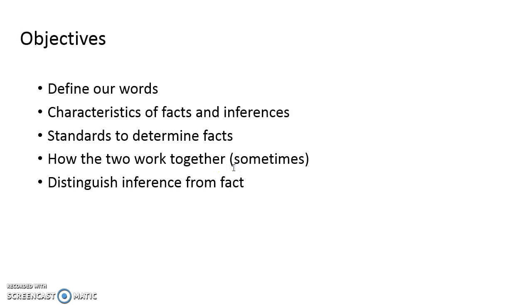Here are our objectives for this lecture. We're going to define fact and inference. We're also going to look at the characteristics of facts and inferences. And then we'll talk a bit about standards that we use to determine facts. How do the two work together? Because sometimes they do. And then how do we distinguish inference from fact? An important part of this lecture.